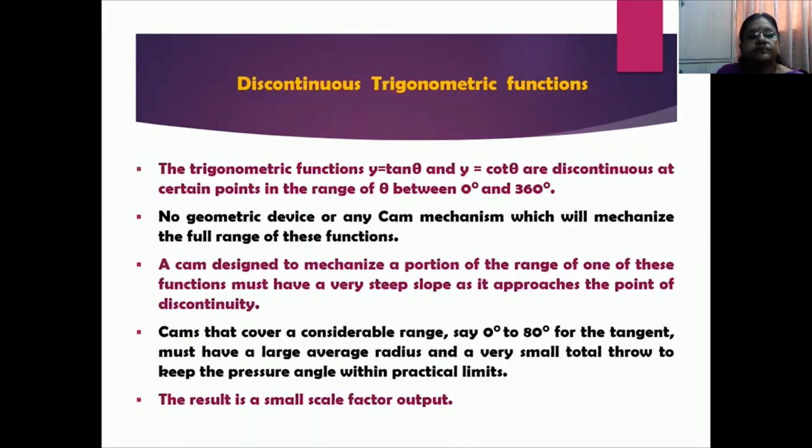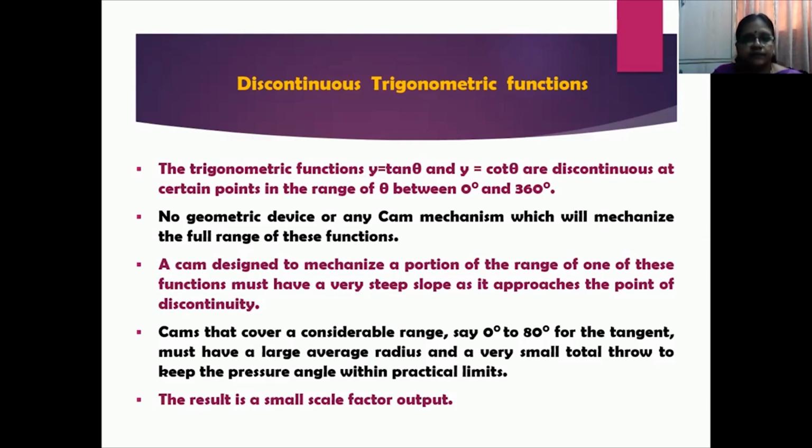Now the interesting one is you still have some discontinuous trigonometric functions. The trigonometric functions y is equal to tan theta and y is equal to cot theta are called discontinuous at certain points in the range of theta between 0 degrees to 360 degrees. There is no geometric device or any cam mechanism which will mechanize the full range of these functions. It's not possible to have these displacement values of x and y in tan theta and cot theta for the entire 360 degrees motion.